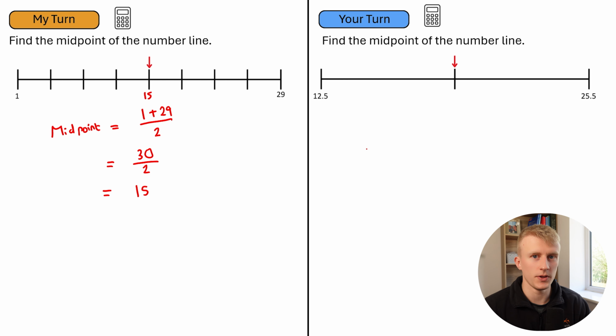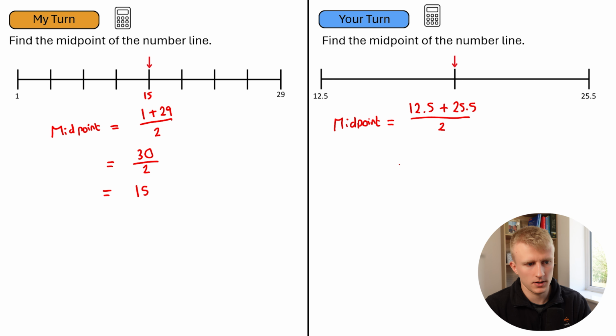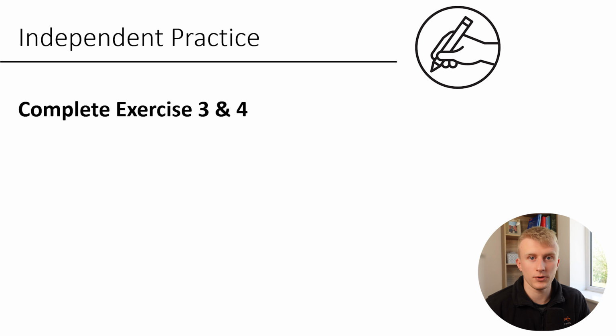Okay, so let's run through the one that you did. Find the midpoint of the number line. So we know that the midpoint is the sum of the start and the end divided by 2. So the midpoint in this case is going to be equal to 12.5 plus 25.5 divided by 2. So I'd use my calculator and I'd type that entire calculation into my calculator and it gives me an answer of 19. If you're following along in our lesson booklets, now complete exercise 3 and 4.